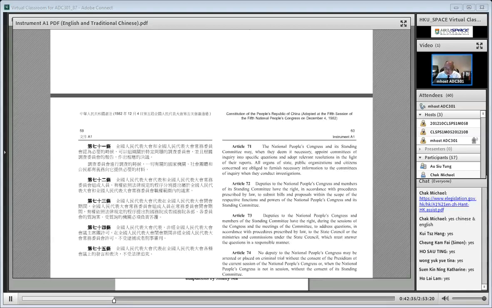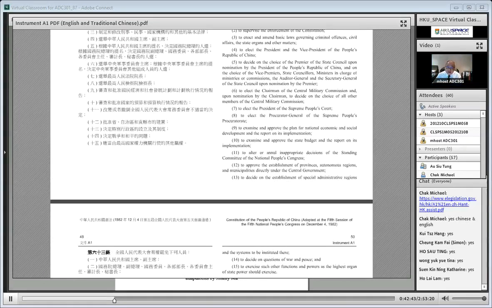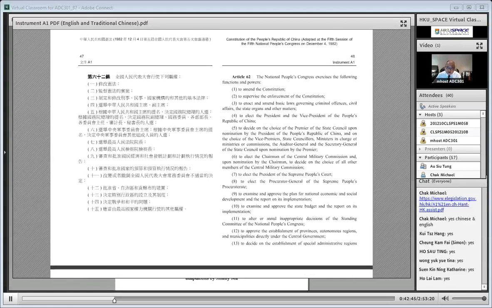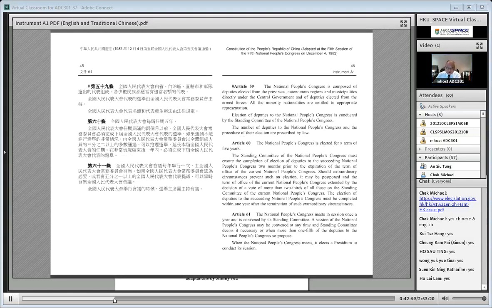Now, I'm going to take you to Constitution Articles 62 and 67. Article 62, first of all: the National People's Congress exercises the following functions and powers. Now, this is what a constitution does. It allocates powers.